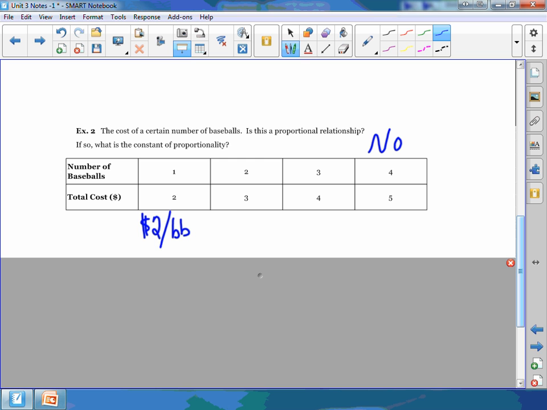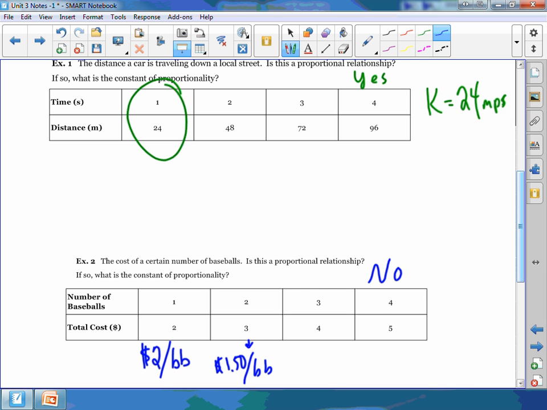What's my unit rate here? $2 a baseball? Brandon? Yeah, we're going $1.50 per baseball here. And you don't even have to go any further. You could, but these are going to change as well. So we don't have the consistency that we did here. Remember up here, this was 24 every time.